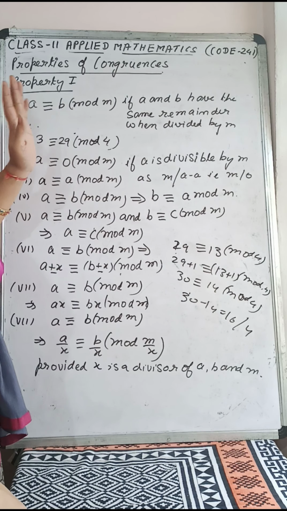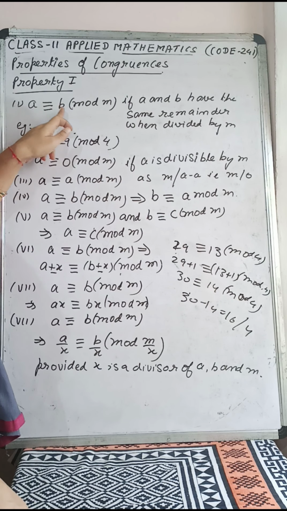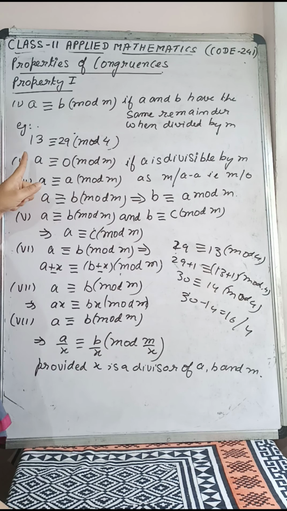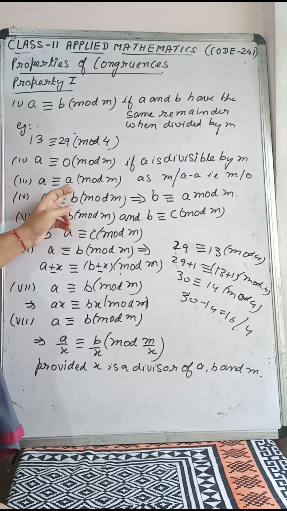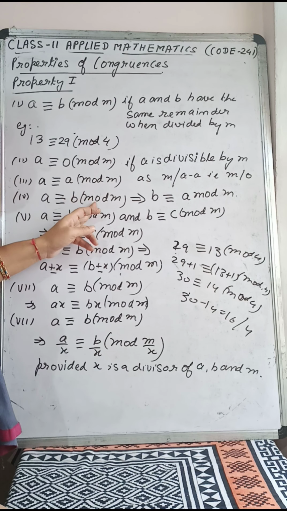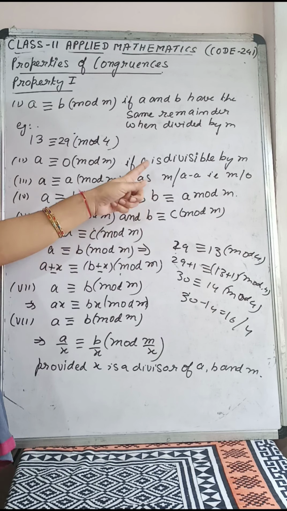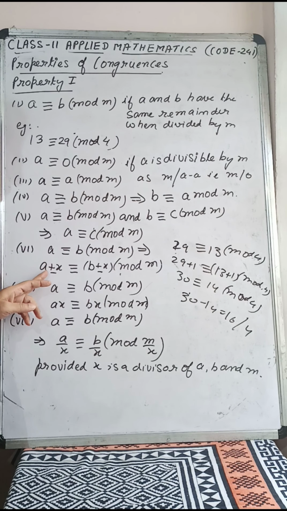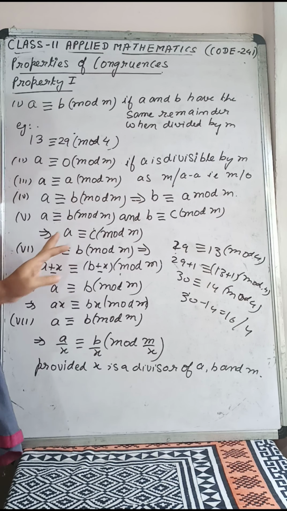So let me repeat the first property. A and B modulo M, if A and B give the same remainder when divided by M. A minus A is 0, which is divisible by M, this is quite clear. A is congruent to A modulo M. A is congruent to B modulo M implies this equivalence relation. Keep all three properties in mind: plus minus X, here also plus minus X, multiplication, and division. So this is property 1.